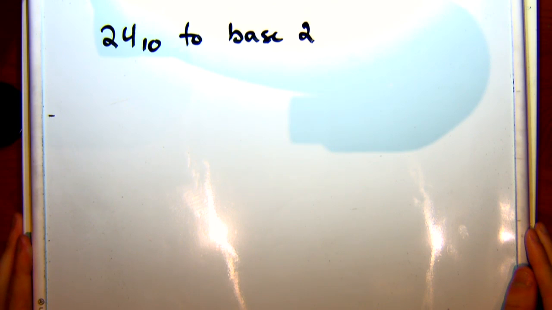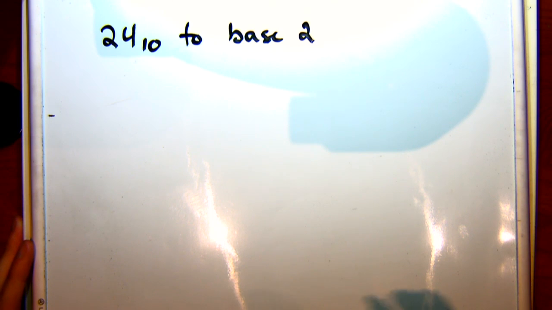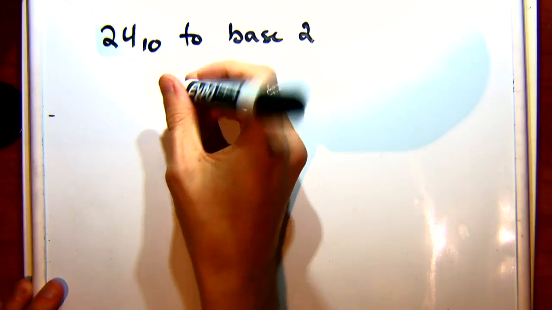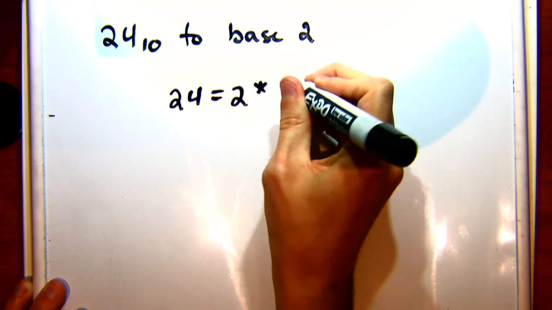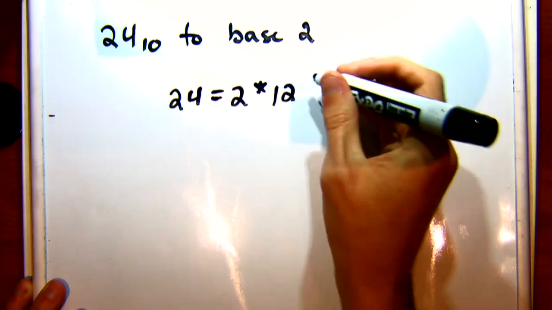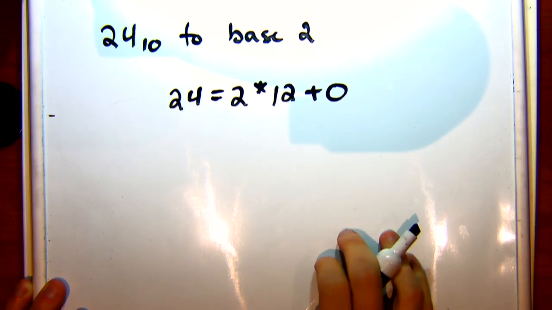So I'm going to convert 24 base 10 to base 2. What we do when we're converting from base 10 to some other base is we basically divide by that base, find the remainder, and add that remainder on. And that'll tell us what our final number in that base is. So 24 equals 2 times 12, plus 0, because there's a remainder of 0.